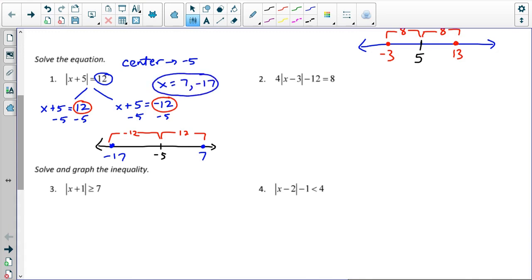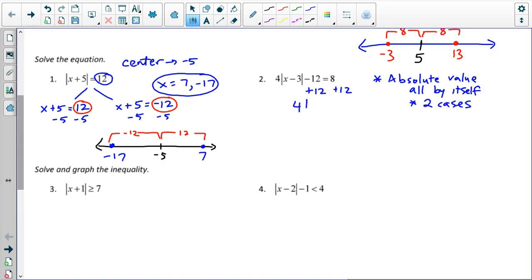If I take a look at problem 2, I will do the exact same thing, but what I have to do, and this is kind of important, is you need to get the absolute value part of the equation all by itself. The math word that we often use for that is isolate. So you want to isolate the absolute value part of the equation before you break it into two parts.